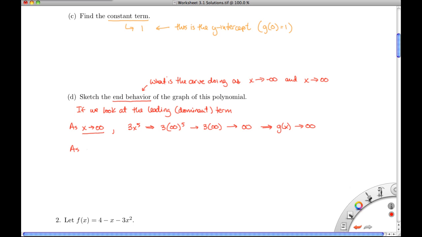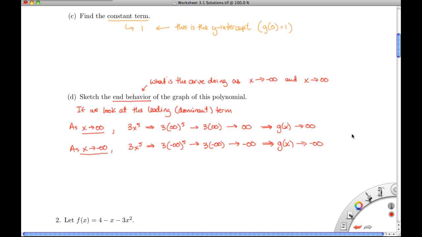We can also look at the other end of the end behavior, which is as x goes to negative infinity. So again, let's pull out that lead term, and we can say, well, what if in place of x we put a really big negative number? And if we took that really big negative number, raised it to the power of 5, since 5 is an odd power, that negative is going to be maintained. So we're going to have 3 times a very large negative number, and 3 times a very large negative number is just going to be a very large negative number. So what we can say is that as x goes to negative infinity, g of x is going to go to negative infinity as well.